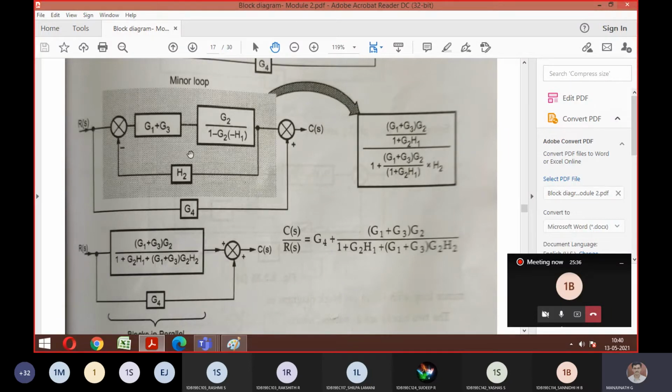Everyone? Am I audible, guys? Yes, sir. Yeah, so then you do parallel with this G4 and check out, is it what your transfer function is? What cursor is moving here? Yes, sir. Okay.